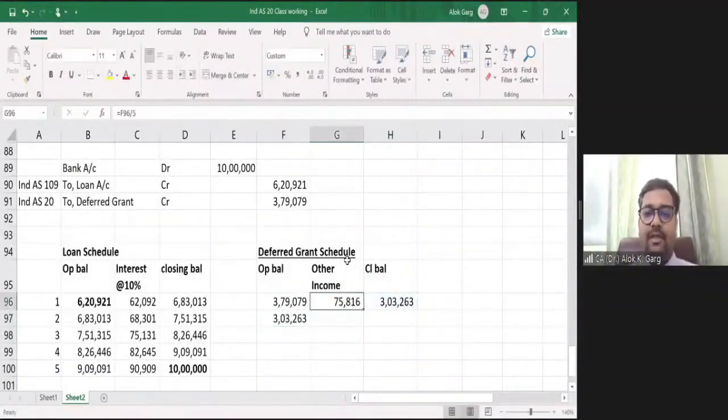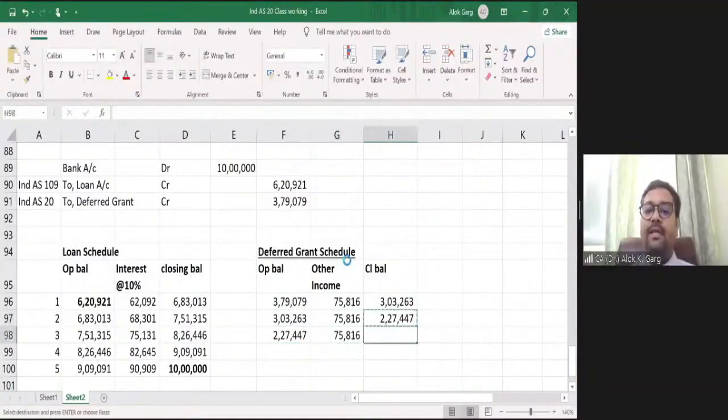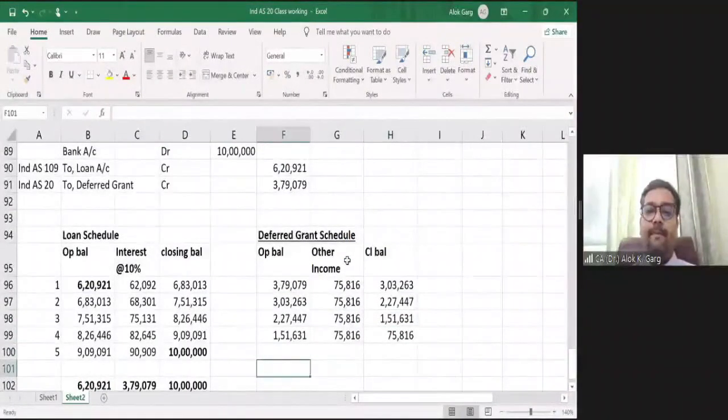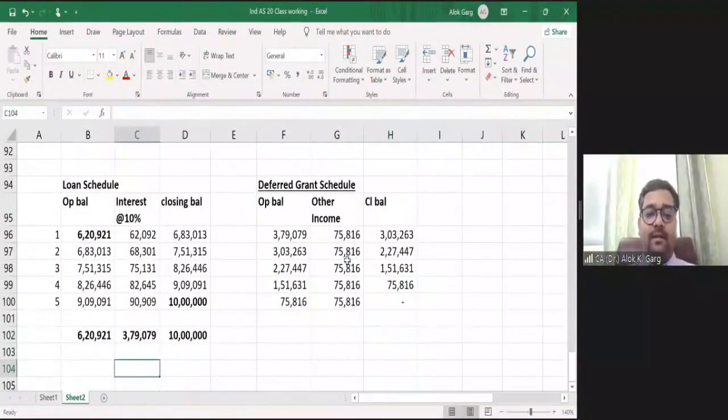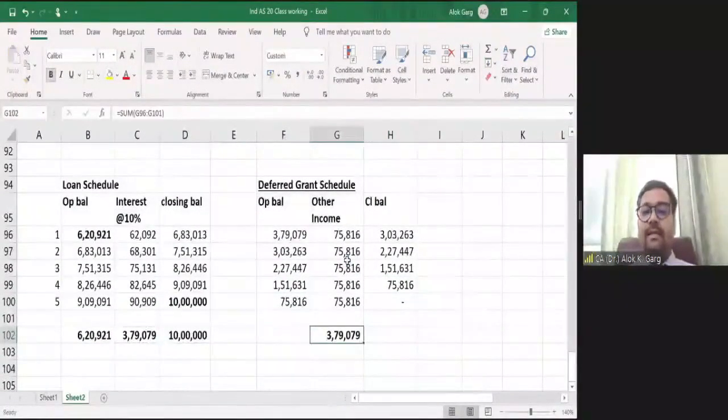Again, the same amount is required to be amortized. This will become your closing balance. The same amount will be amortized in income. This will become your opening balance, and the same amount will be amortized. So this will become 0. If you see, we will recognize this other income as 379079.